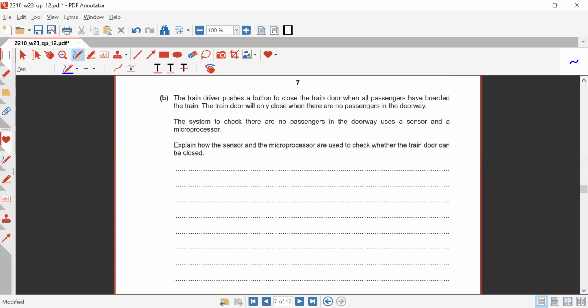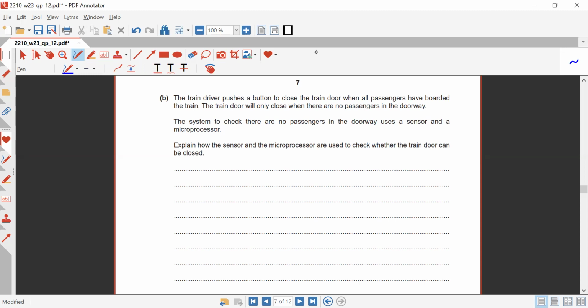Coming to part B, the train driver pushes the button to close the train door when all passengers have boarded the train. The train door will only close when there are no passengers in the doorway. That means no one is going to enter the train and no one is coming out of the train. So there is no person hanging on the door, like in Pakistan. Only in that moment, the door can be closed. The system to check there are no passengers in the doorway uses a sensor and a microprocessor. So the sensor is utilized.